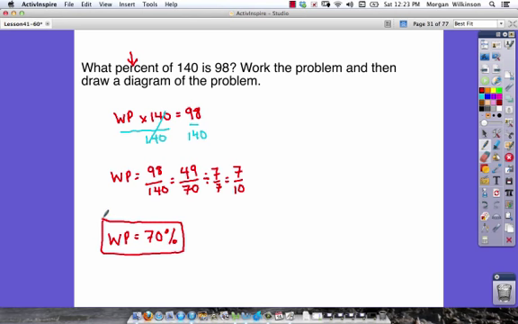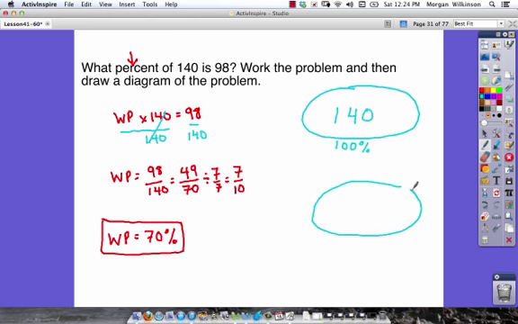Now this question, like the last one, says work the problem and then draw a diagram of the problem. So our whole, and we're going to make our ovals bigger. Our whole, our 100%, what we start with. Well, the whole, what percent of 140 is 98? Well, our 140 must be the whole, because that's what we start with. Then our after, or our parts, and we can always break our parts like this.